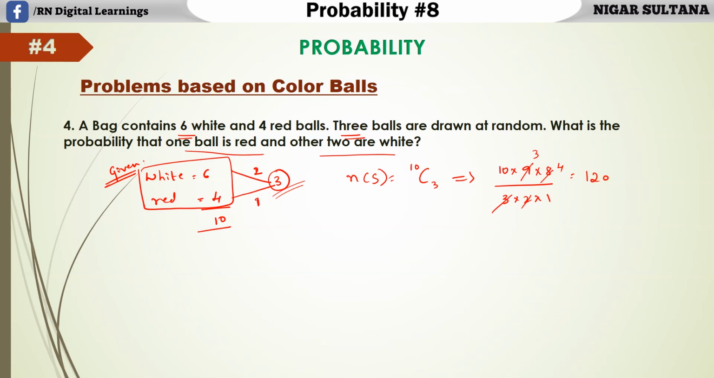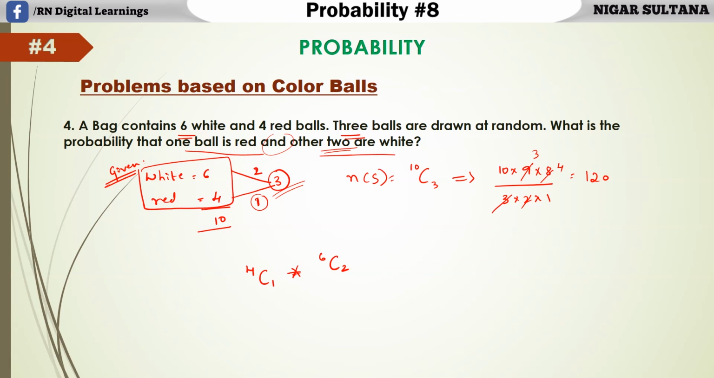Now we are talking about the event. 1 ball is red and another 2 are white. How will you write this? So 1 I must take out from total 4, right? This can be written as 4C1, 1 out of 4. Now we are talking about the AND here, right? When you talk about AND, it should be multiplication. And 2 white balls, so 2 out of 6. How will you represent this? 6C2.